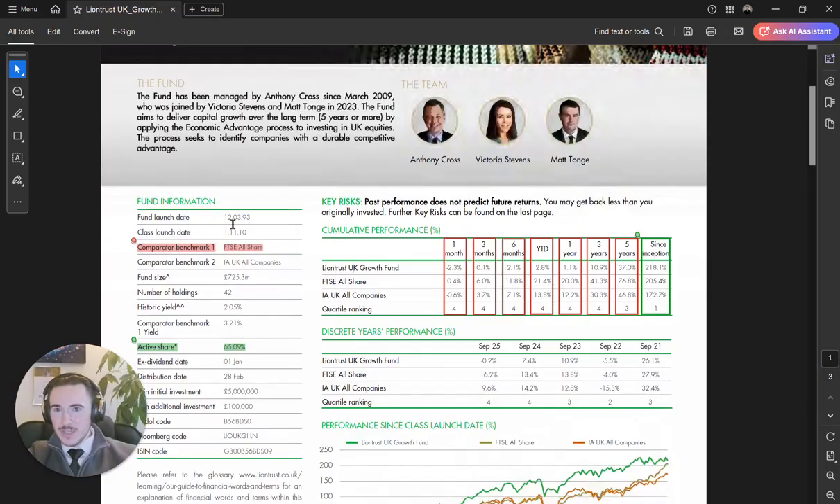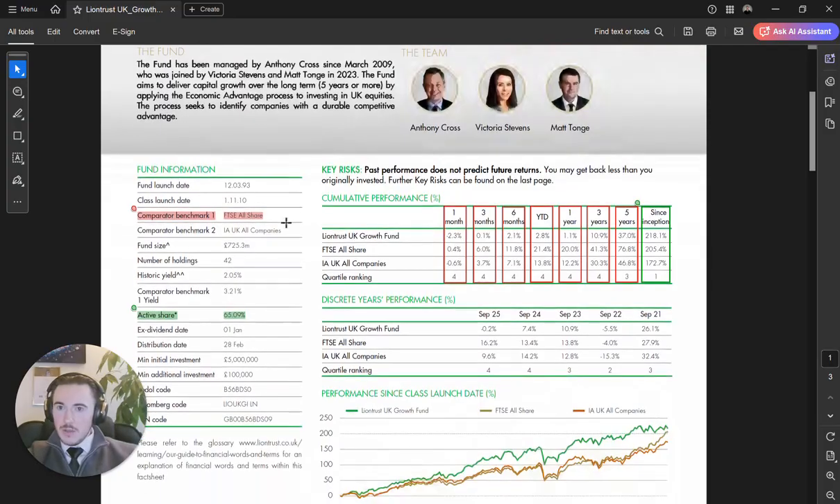So initially looking at this, we've got an inception date of the 12th of March 1993. They're quite a popular fund, 725 million of AUM, certainly concentrated as well with 42 holdings.